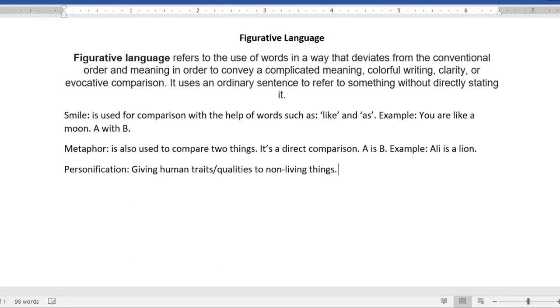Now for example, I'm saying my books are sleeping in my bag. How do I give human qualities to a non-living thing? Can you explain this? What is here something related with humans, and what is something non-living here? Who would tell me?